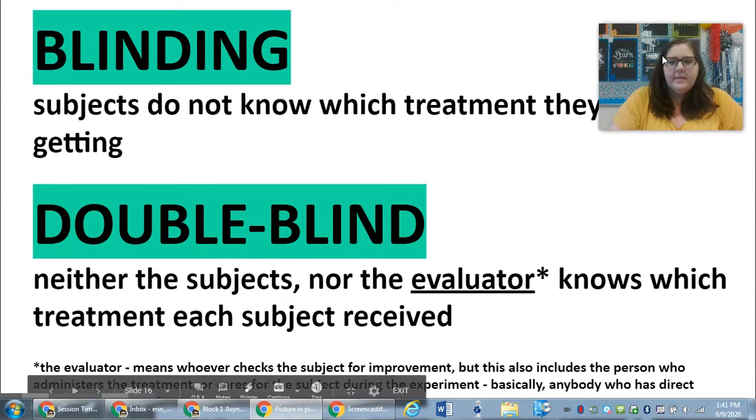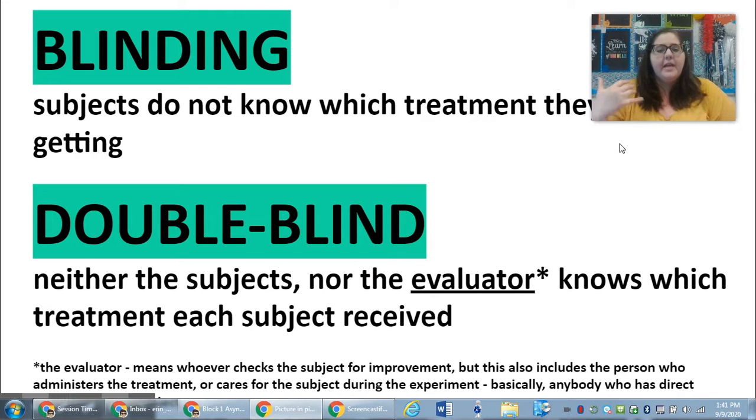I kind of included a little piece here at the bottom that just says the evaluator is anybody who checks the subject for improvement, anybody who administers the treatment or cares for the subject during the experiment, anybody who has direct contact with the subject. I always get the question here like, well, if it's double blind, who knows what's going on? There's always somebody who knows which subject is getting which treatment. But they're the only ones who know, right? So the people who are giving the medicine or the people themselves aren't going to know. So somebody knows, I promise.